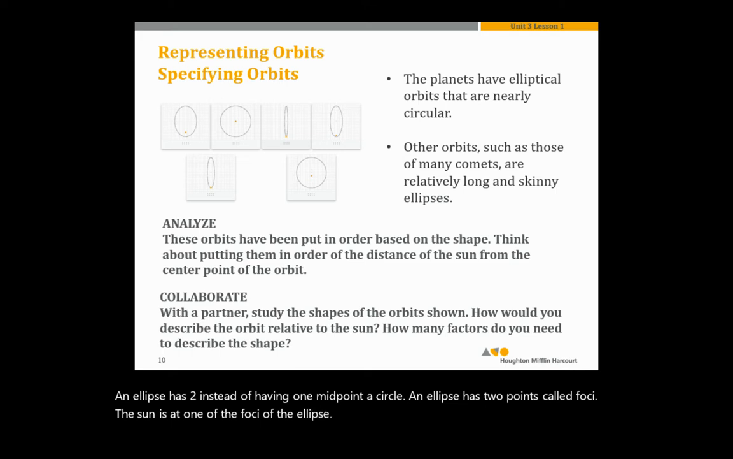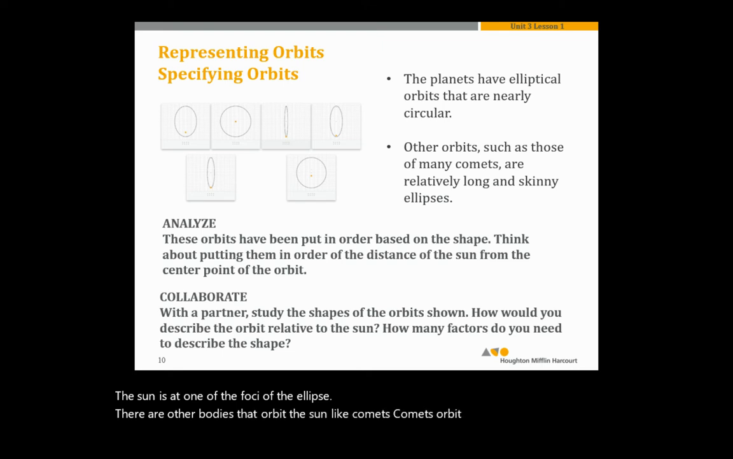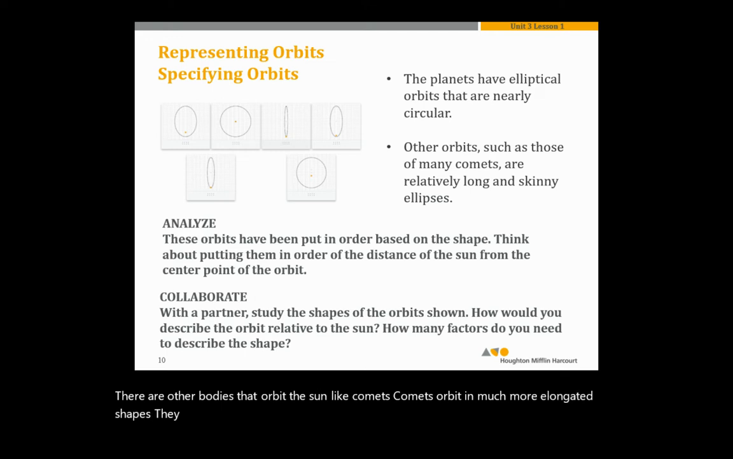There are other bodies that orbit the sun, like comets. Comets orbit in much more elongated shapes. They are more eccentric. They have really long, skinny orbits.